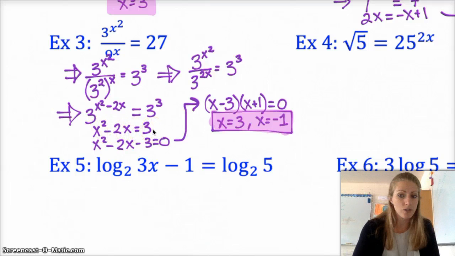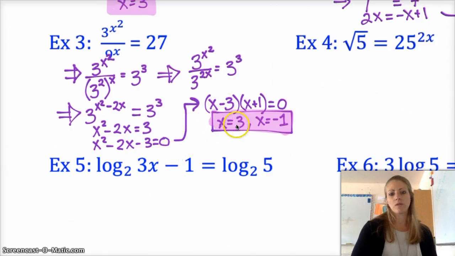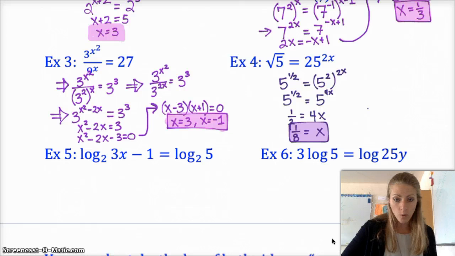This is a quadratic, so you could use the quadratic formula. You could factor if it factors, complete the square, any of those ways to solve, right, from when we did quadratics. This one factors nicely, so I found that x is 3 and x is negative 1. There's the answer to number 4.